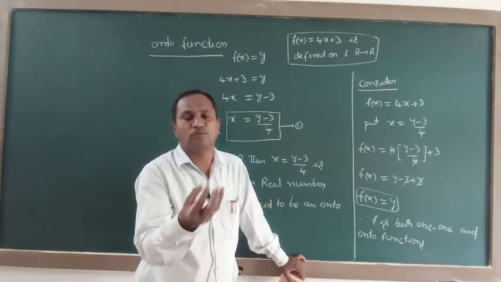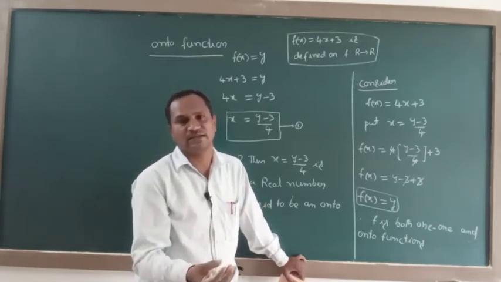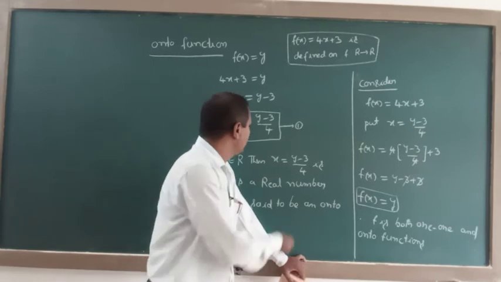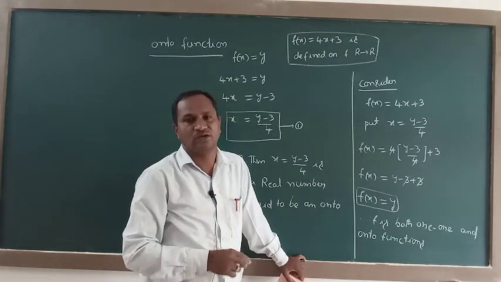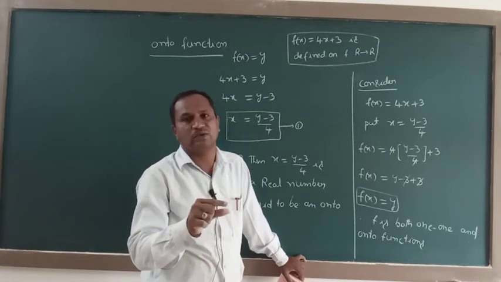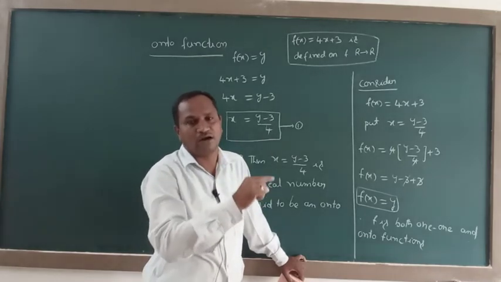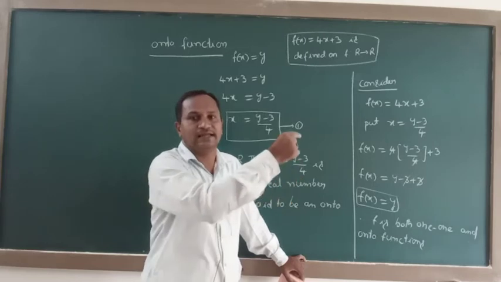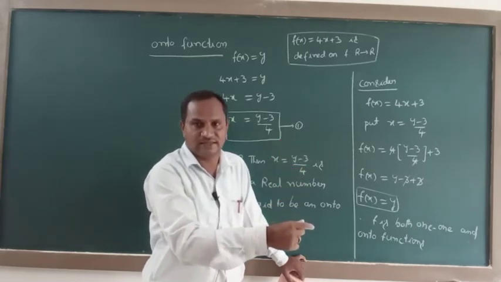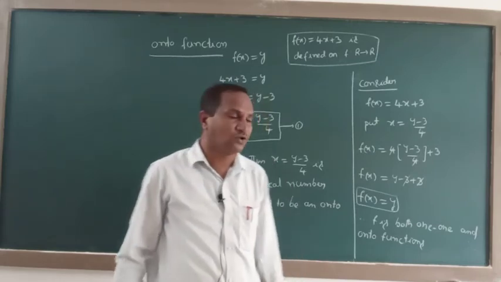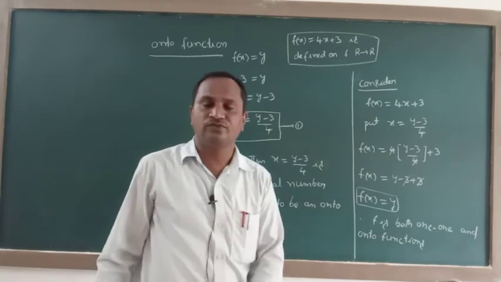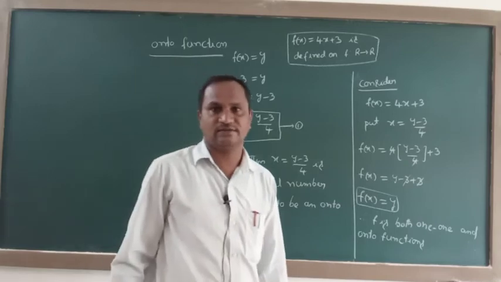How do we get the proof of f of x equal to y? From equation 1, the x value is y minus 3, whole divided by 4. Now we must put this x value in the given problem. On putting that, finally we should get f of x is equal to y. That is the verification for onto function. Must and should. 1 mark should be allotted to that verification here.